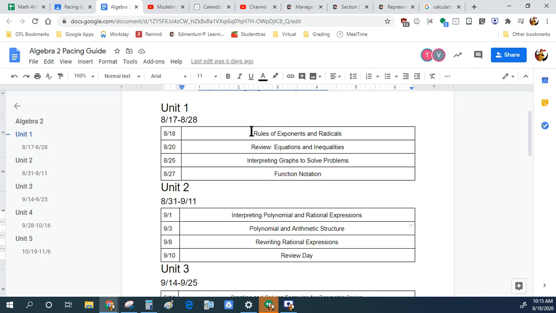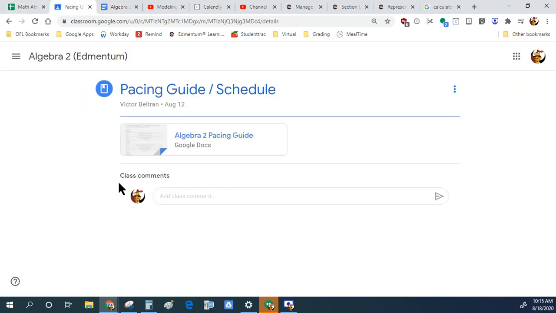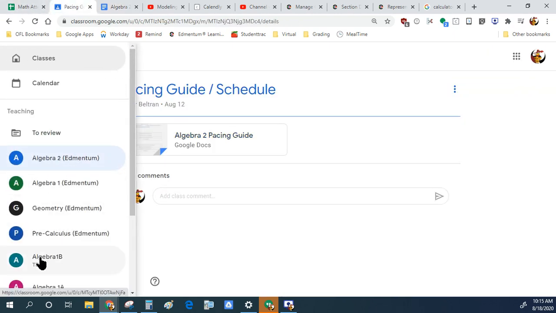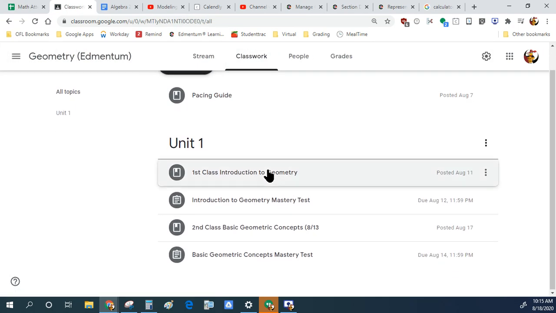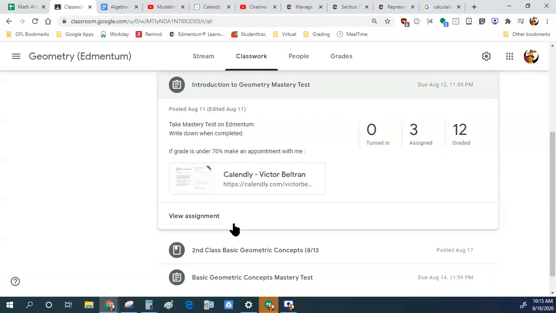Every time we have a class, your assignment is going to be due the next day. For example, today I'm going to ask you to have your mastery test done tomorrow by midnight. You can see the way I assign homework. For geometry, for example, under classwork, they had an assignment due at midnight. I always set it for one minute before midnight, that way there's no confusion.